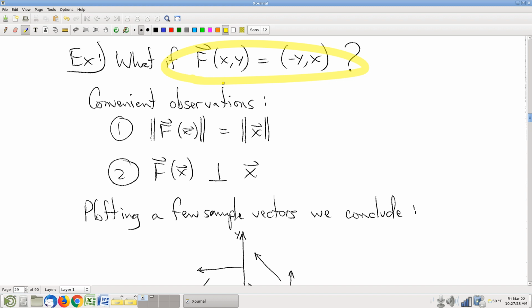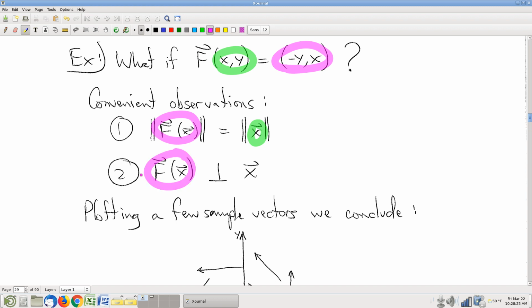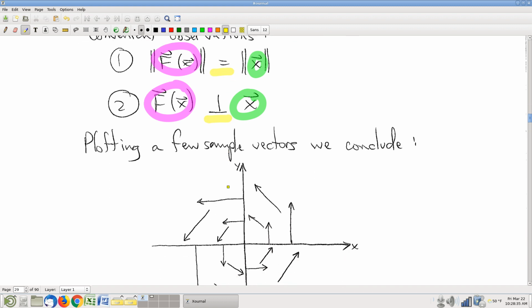F of x, y is negative y comma x. So the first observation to make is that the position vector of the input point and the field vector that you associate to that point, those two vectors have the same magnitude. They're not the same vector. They have the same magnitude. Furthermore, the field vector is always orthogonal to the position vector. So they have the same magnitude, perpendicular direction, and that leads to a picture that looks something like this.